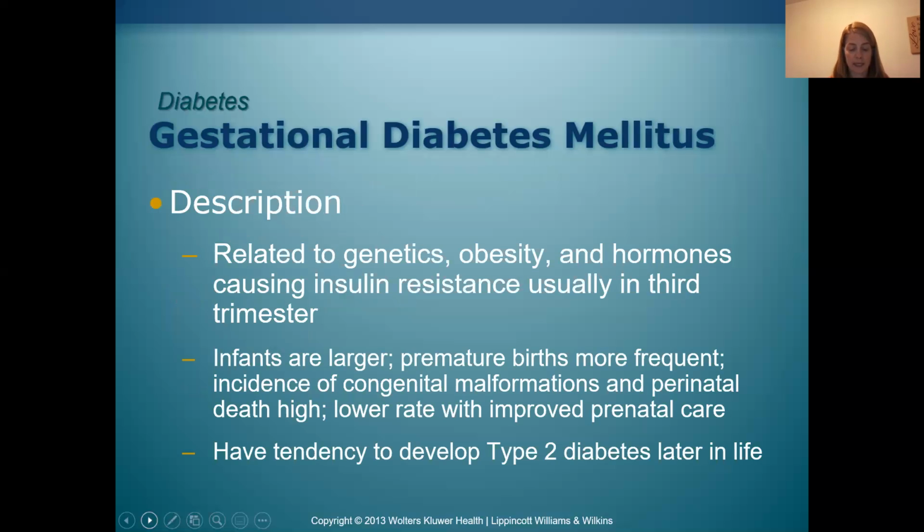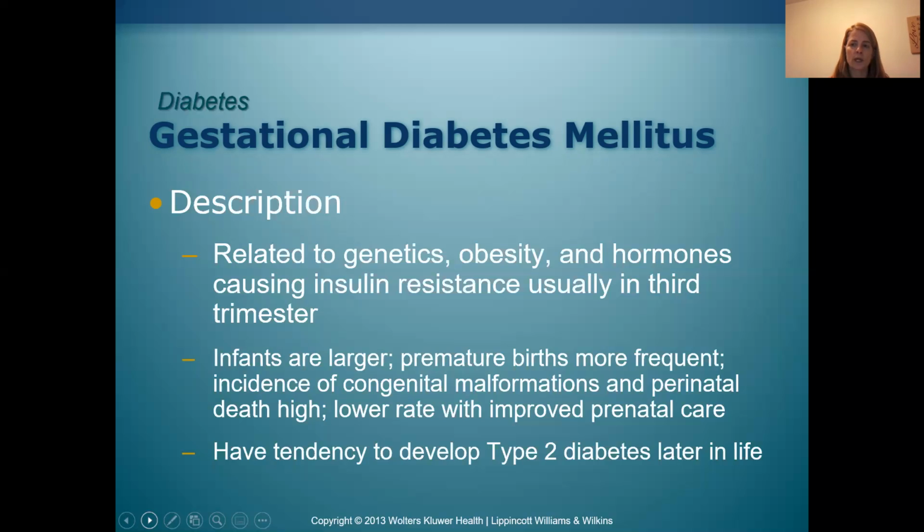Gestational diabetes is usually found in the 24th to 28th week in pregnancy. It's related to genetics, obesity, and hormones causing insulin resistance, usually in the beginning of the third trimester. Infants are born larger, premature births are more frequent, there are some congenital malformations. There's a higher death rate for those babies who are born to moms who have gestational diabetes.